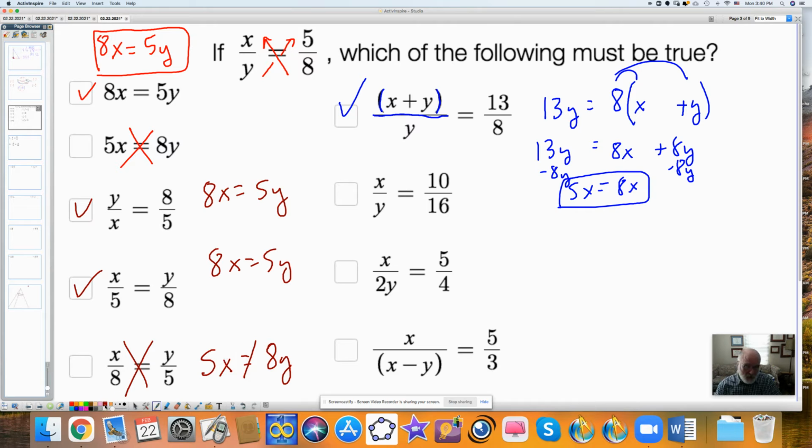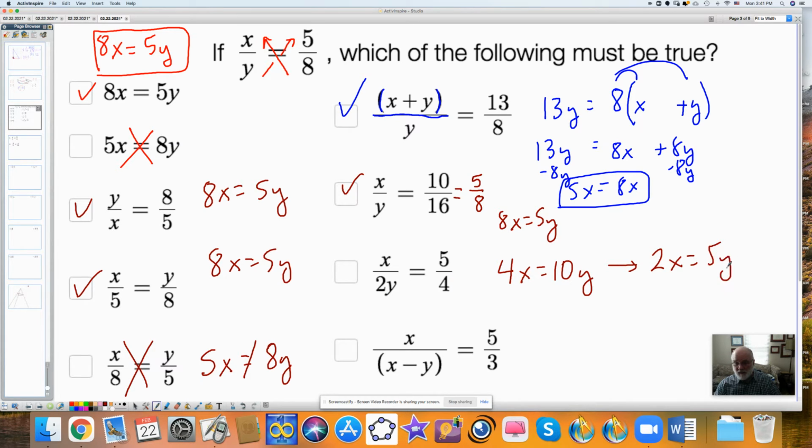For this next one, we could work it out with the cross multiplying. I'm going to simplify the fraction as 5 over 8. See, there's a 2 in common. And now when I do the cross product property, I get 8x is equal to 5y. This works as well. Here, I get 4x is equal to 10y when I cross product. That's not true. And if I simplified it, I would still get 2x is equal to 5y. So the 5y part is good, but the 2x doesn't work. Maybe you're multiplying the 1 by 2 and dividing the other one by 2. This is not good. This does not work.